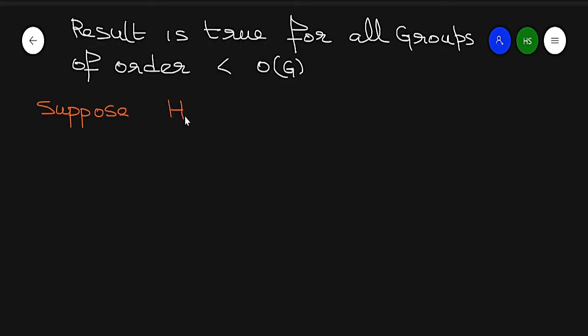Now suppose that H is equal to the normalizer of H. What is the normalizer of H? It consists of the elements A with HA equal to AH. So suppose H is equal to the normalizer of H. I take this assumption.